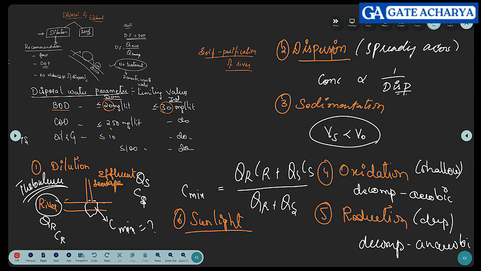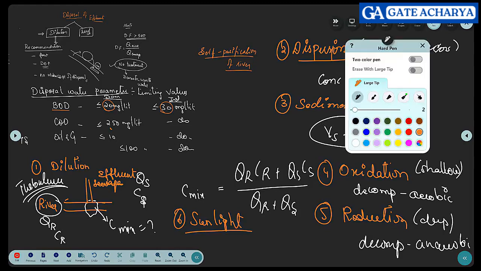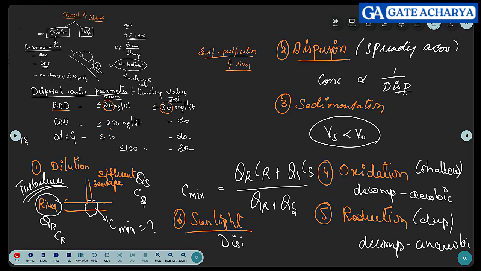What happens with the help of sunlight? Algae can happen. Okay, the basic thing we can take is that it is a natural disinfection. Disinfection by means of light. It is a natural disinfectant.